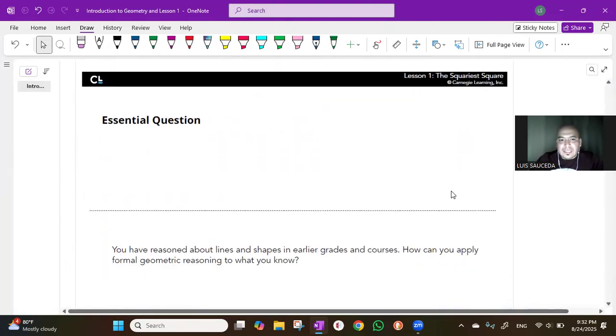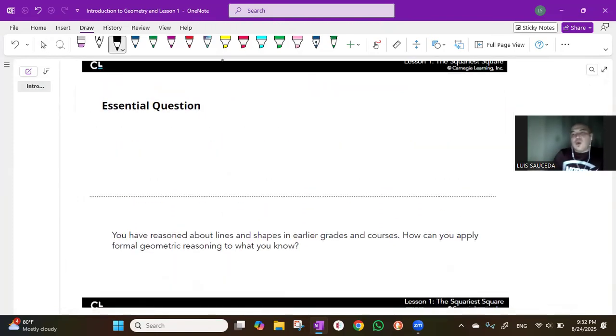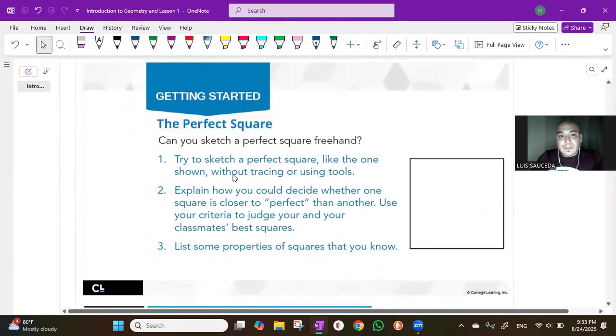So anyway, the essential question. Based on the question I posted earlier, what other figure do we see we are working with, right? That's another question I just want to keep throwing at you as we go on. You have reasoned about lines and shapes in earlier grades and courses. How can you apply formal geometric reason to what you know? So let's go to the next slide for now.